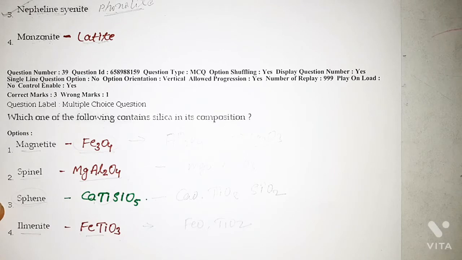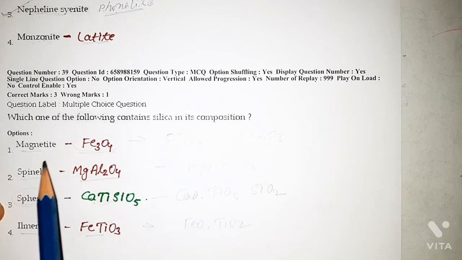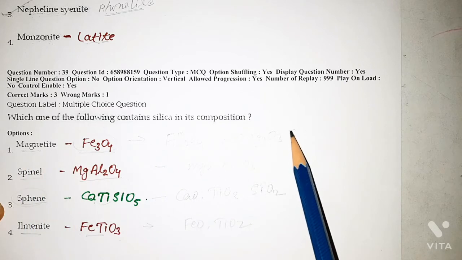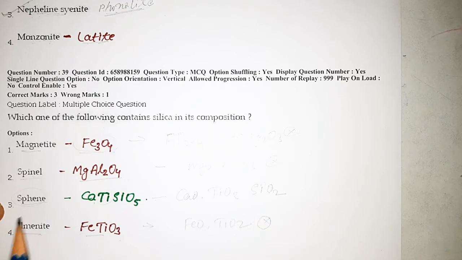Now the question is asking which one of the following contains silica in its composition. You can easily see that in magnetite there is no silica present, in spinel there is also no silica present, in ilmenite there is also no silica present. Silica is only present in sphene, so the correct answer will be sphene. To answer this type of question you should know the composition of all the minerals.